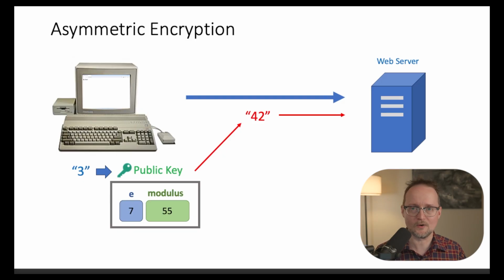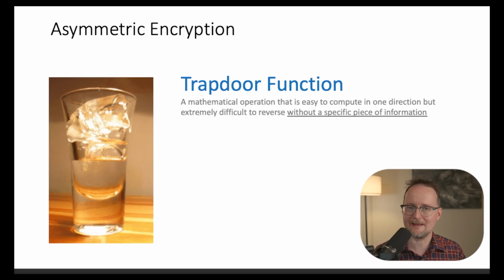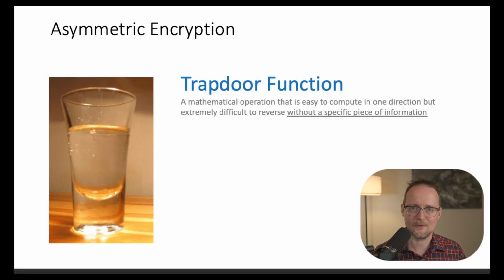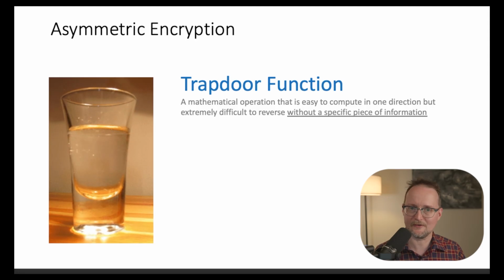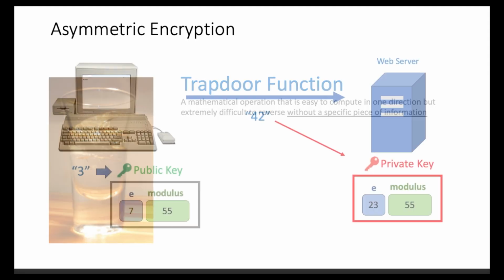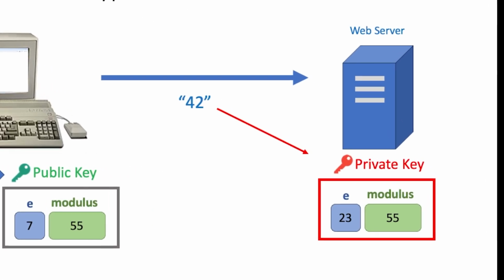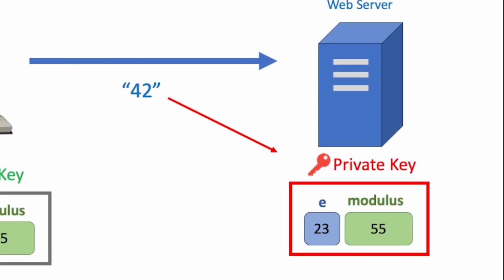Next, let's use our private key to decrypt the message. Okay, so the number 3 was encrypted with our public key, and the result is 42, which is going to our server. But now we're running into that trapdoor function problem. We have to reverse the operation, which isn't easy to do, unless we have a specific piece of information. And that specific piece of information is our private key. Let's take a closer look again to see how this works.